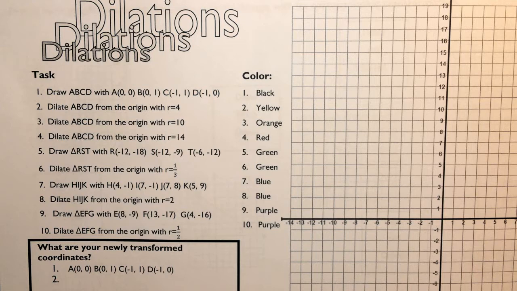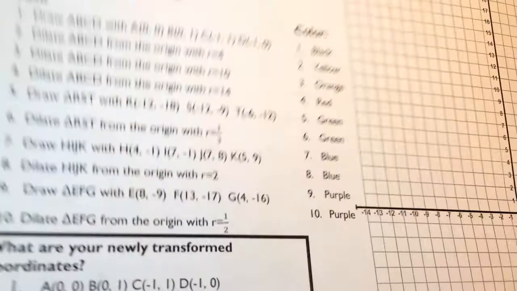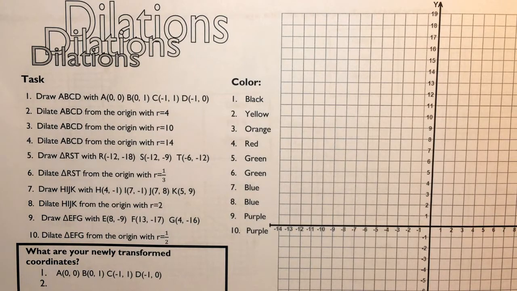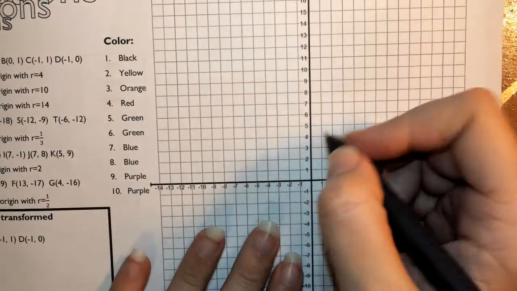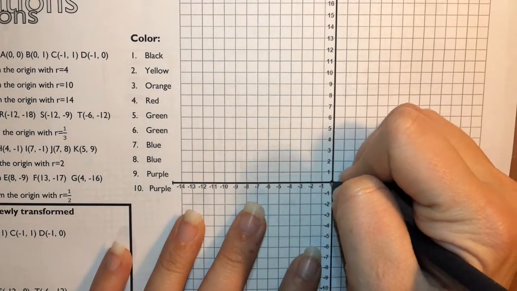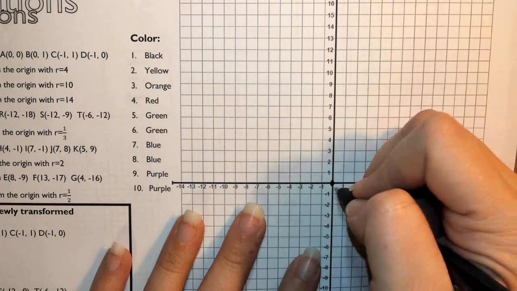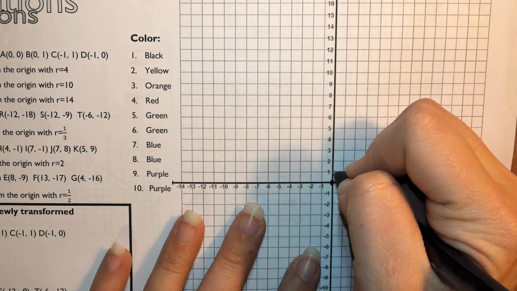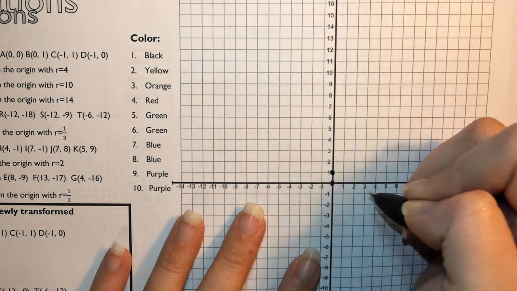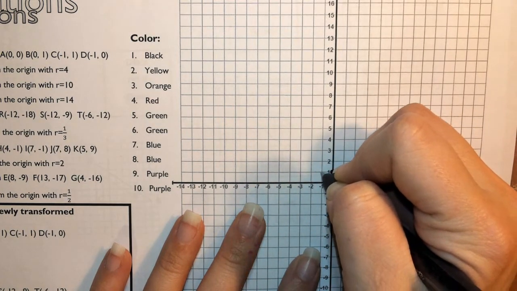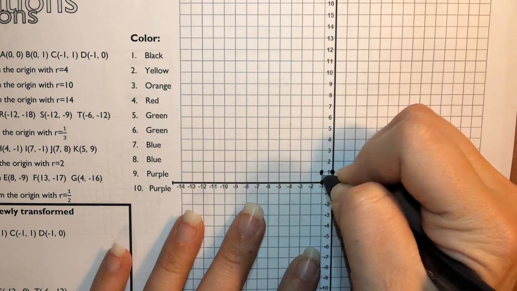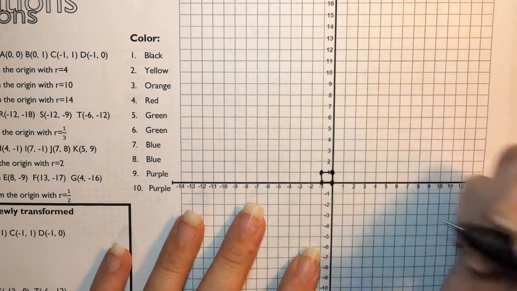Alright, so let's look at number 1. It says draw A, B, C, D with A, B, C as those, and D as those coordinates, and you're going to draw it in black. Alright, so A is 0, 0. B is 0, 1. C is negative 1, 1, and D is negative 1, 0. So we made a box.